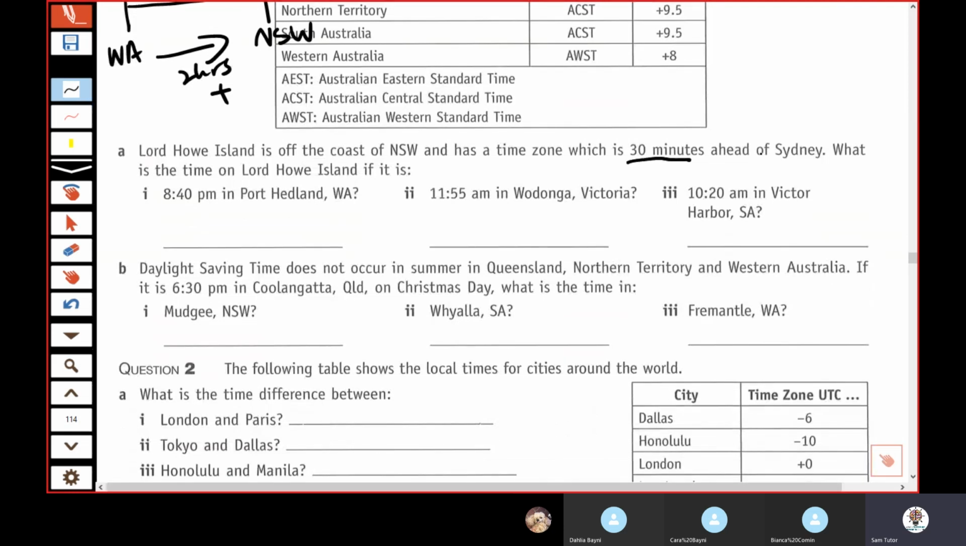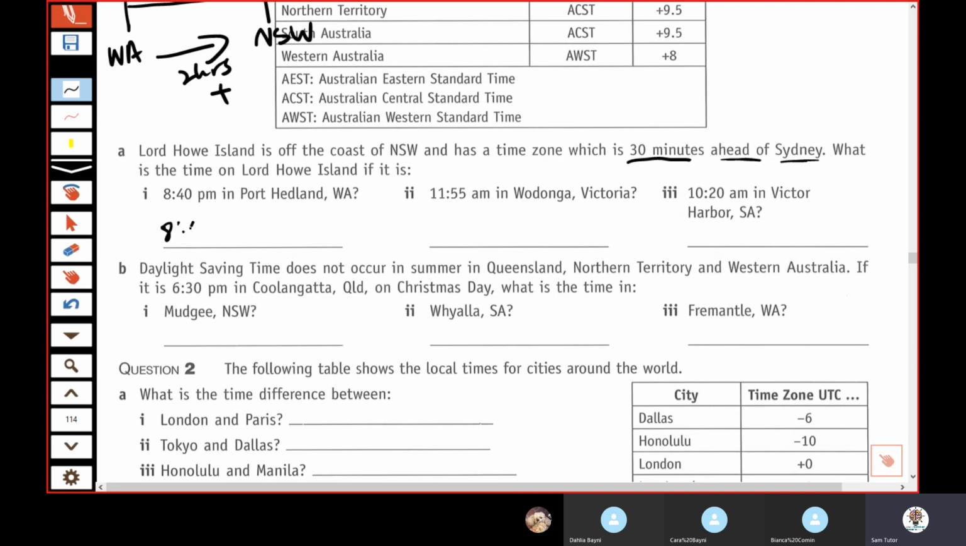It's 30 minutes ahead of Sydney. What is the time on Lord Howe Island if it is 8:40 p.m. in Port Hedland, Western Australia? All right. Lord Howe Island is off the coast of New South Wales and has a time zone which is 30 minutes ahead of Sydney. All right, so let's have a look at this one. Lord Howe Island is off the coast of New South Wales and has a time zone which is 30 minutes ahead of Sydney. What is the time on Lord Howe Island if it is 8:40 p.m. in Port Hedland, Western Australia?